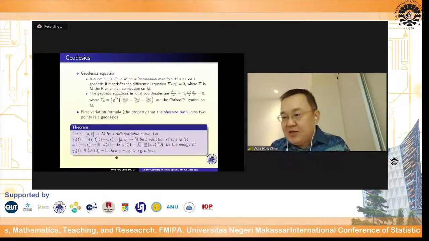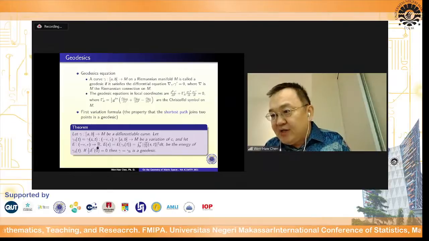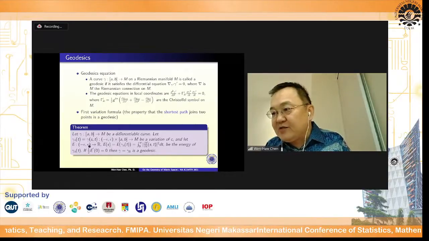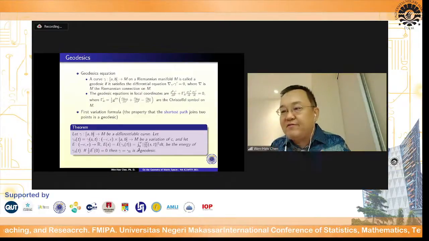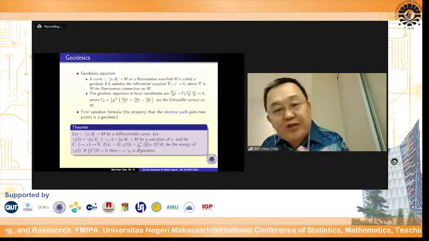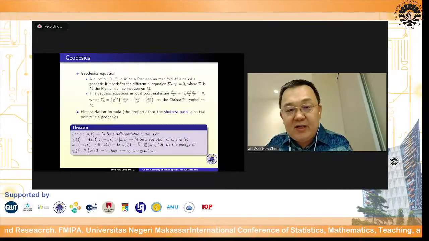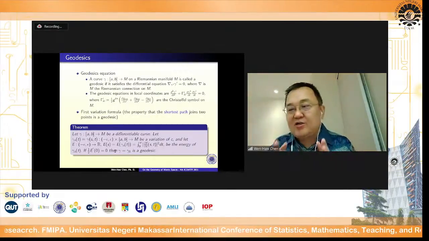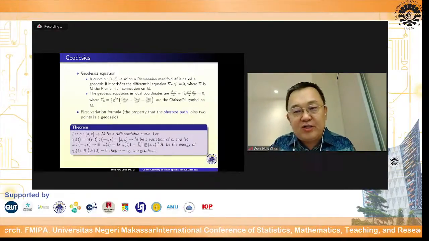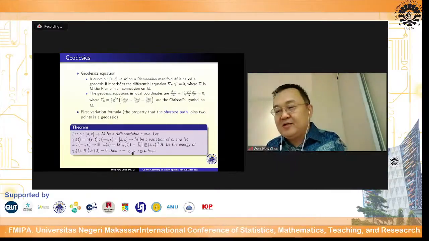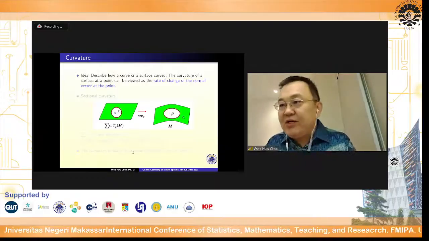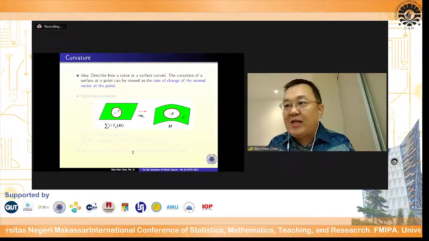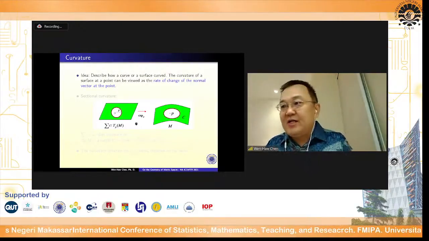So it's just like this. We can say this is just the energy function. For the energy function, we want to find the critical point. Critical point just means the shortest energy or shortest length of the distance. So it's a geodesic.